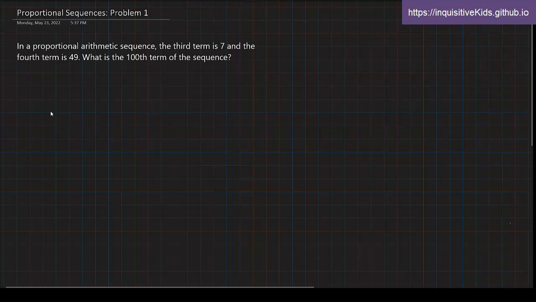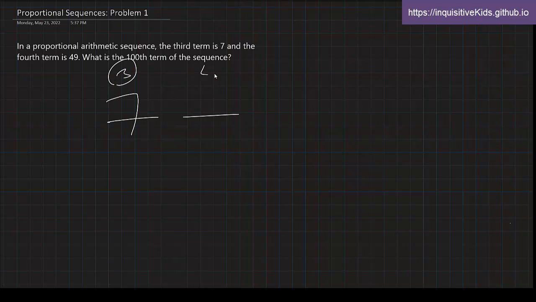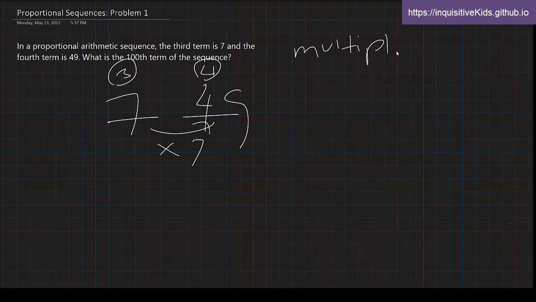In a proportional arithmetic sequence, the third term is 7 and the fourth term is 49. So what's the 100th term of the sequence? So 7 to 49, that's times 7, which means that the multiplier, in this case, and sometimes it can be dividers, the multiplier in this case is equal to 7.